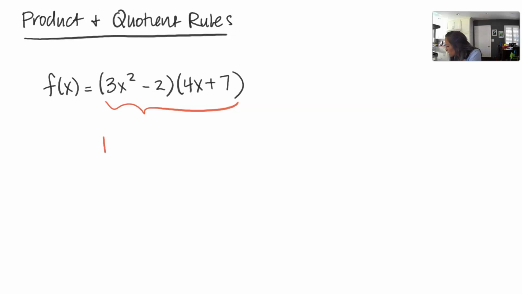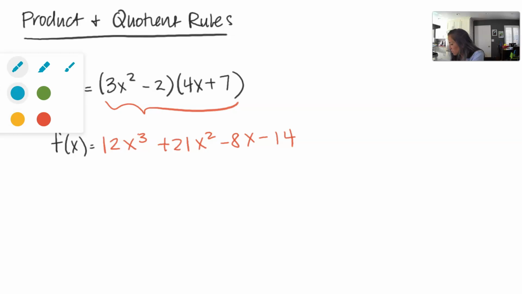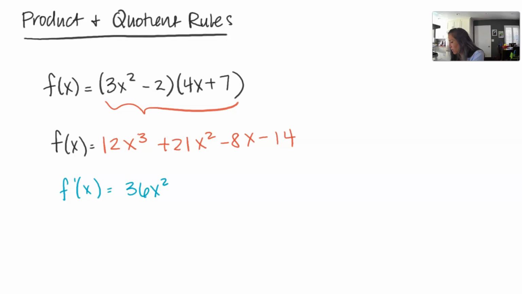So if we distribute everything, it looks like we're going to get 12x cubed plus 21x squared minus 8x minus 14. And this is something, if I wanted to take a derivative, I could just apply the power rule. So we get our 36x squared plus 42x minus 8. And we're done. Now, that's one way to handle it.